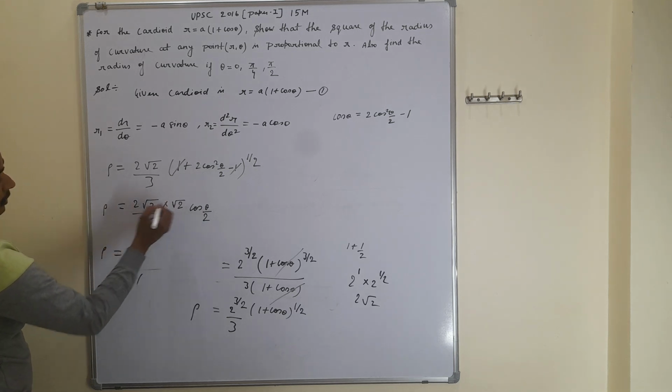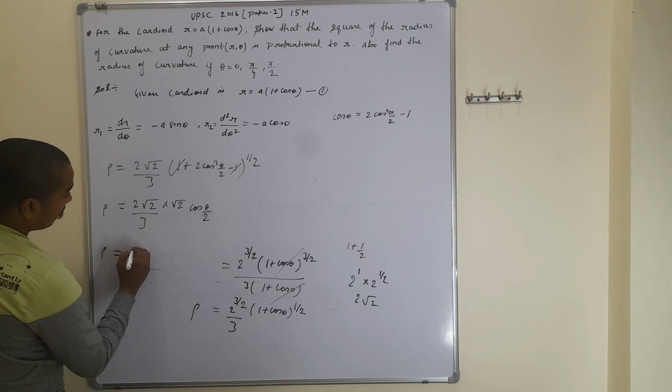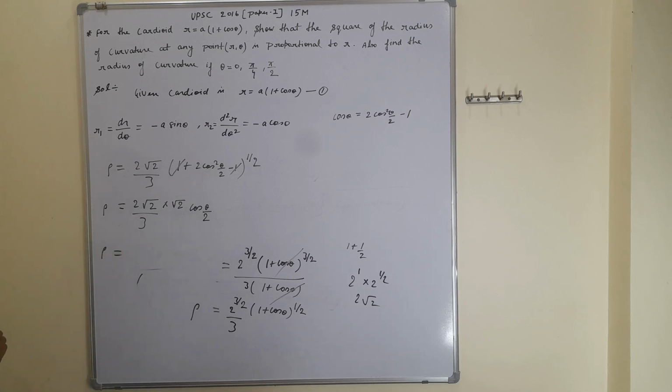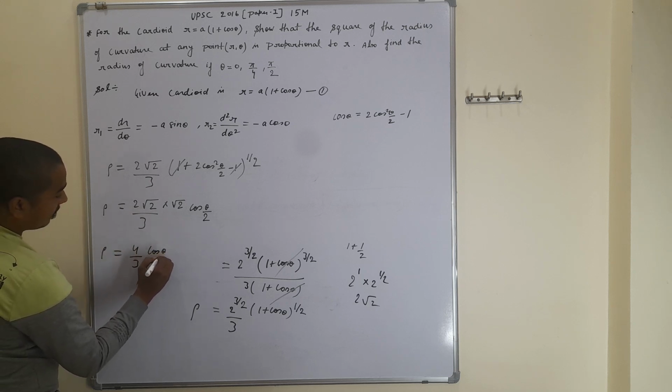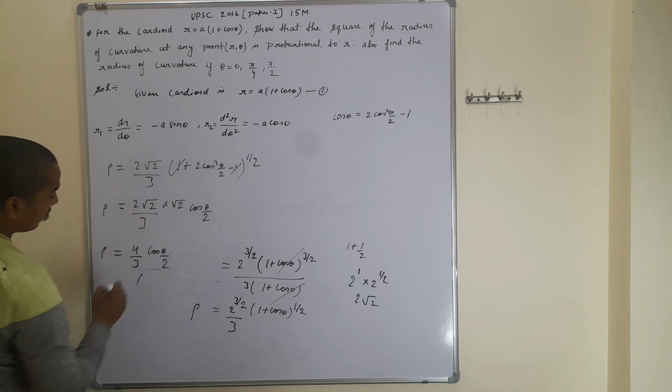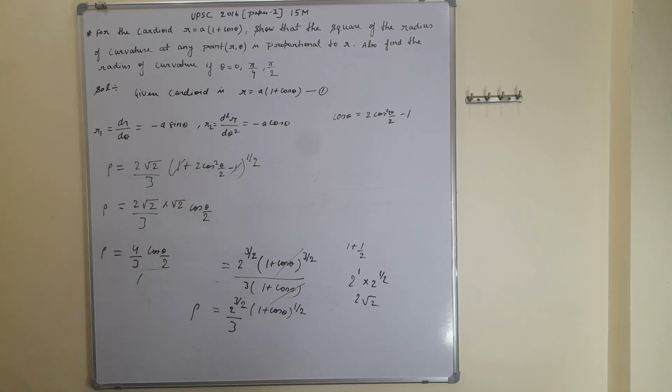root 2 into root 2, that is 4, cos theta by 2. From here that is 4 by 3 cos theta by 2. 2 into 4 by 3 is missing out from here.